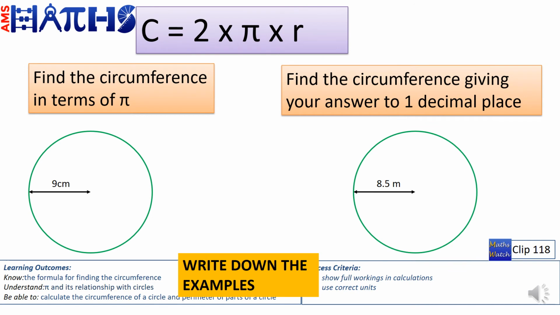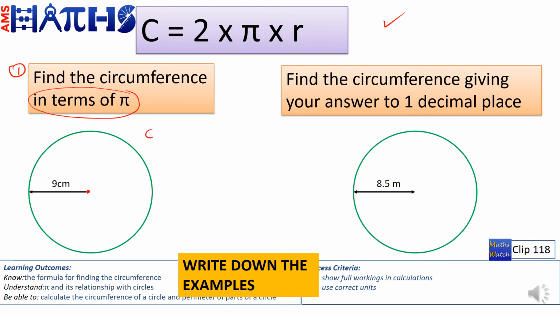Let's look at these 2 examples. It says find the circumference of the circle here in terms of pi. This time they gave us the radius from the center to one point on the circle. So we've been given the radius, so we use the formula here. Circumference equal 2 times pi times radius. So we're going to leave that in terms of pi.